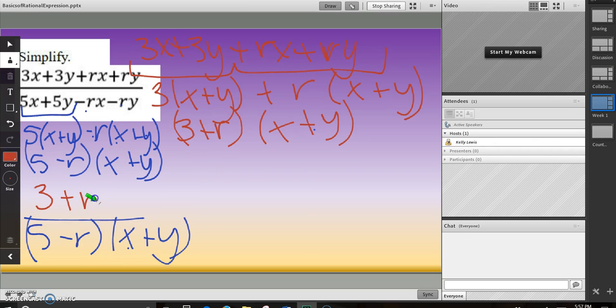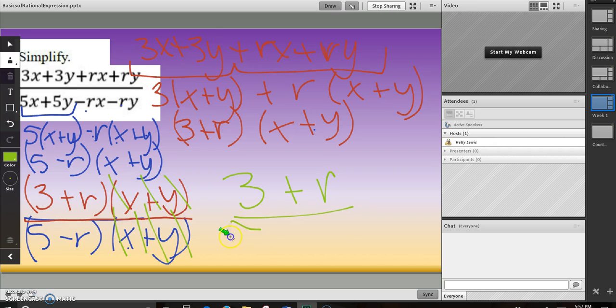3 plus r, x plus y, over 5 minus r, x plus y. All right, x plus y, x plus y. That's real. We cancel it because it's really just 1. That's how we can cancel it. And then all we have left over is 3 plus r over 5 minus r. And that's simplified.